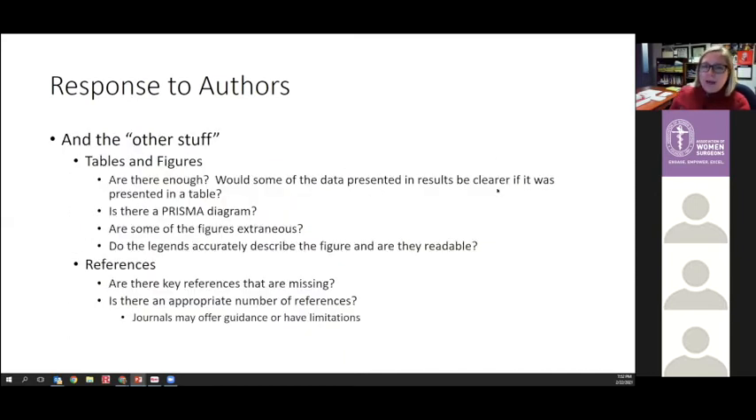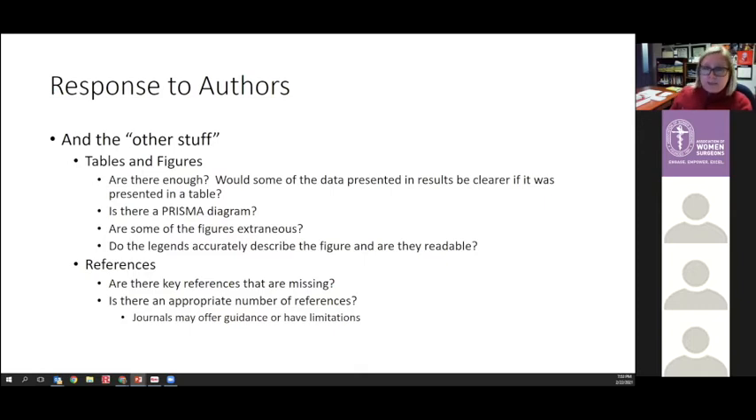And then go back now and look at all the other stuff. Are there enough tables and figures? Would some of the data presented in the results be clearer if it was presented in a table? If you're looking at a systematic review, does the manuscript include a PRISMA diagram? Are some of the figures extraneous and just don't add anything and can be removed? And do the legends accurately describe the figures, and are those legends readable?